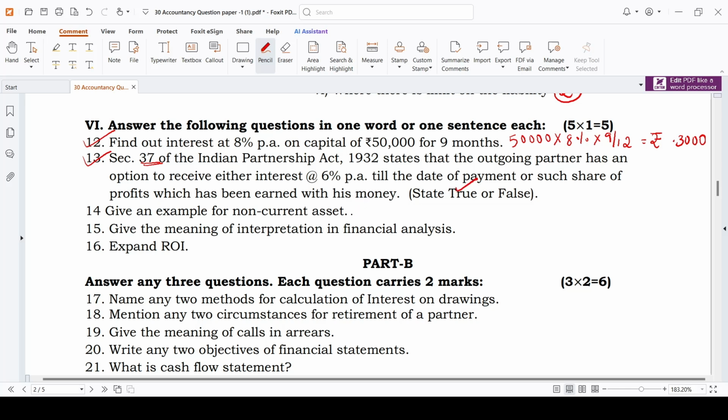Give an example for non-current asset. Non-current asset, you all know, plant and machinery, land and building, motor vehicle, etc. Give the meaning of interpretation in financial analysis. Interpretation is nothing but explaining the meaning and significance of the data. Expand ROI. ROI stands for return on investment.